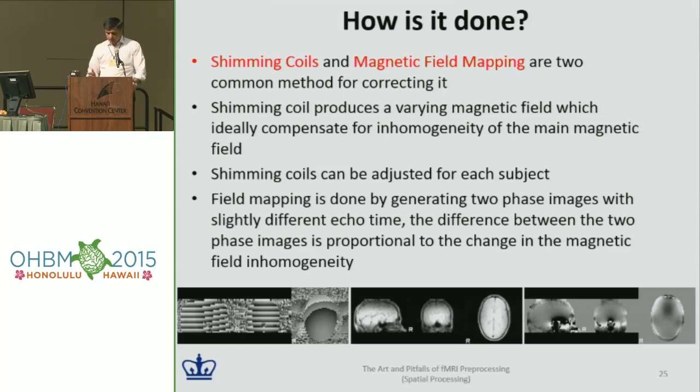So shimming coil accounts for the inhomogeneity in the magnetic field before starting the acquisition. Magnetic field mapping is simply acquiring data with slightly different TEs, with echo times. And if the echo times are slightly changing from each other, the only effect you see is in the phase of the signal, which is going to be due to the inhomogeneity in the magnetic field, because you don't let the net magnetism change much. So all you see is the effect of inhomogeneity.